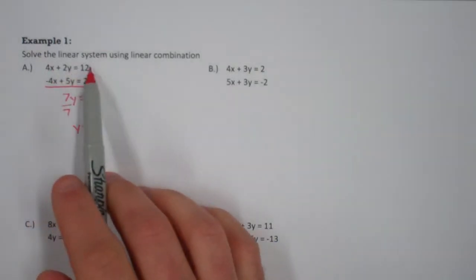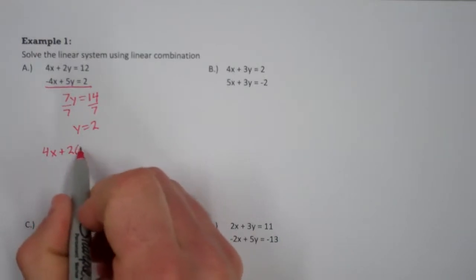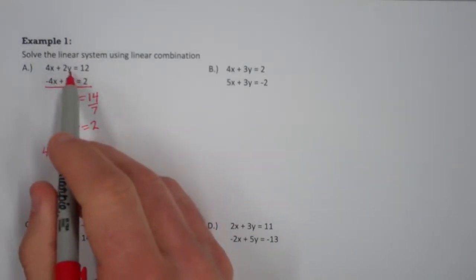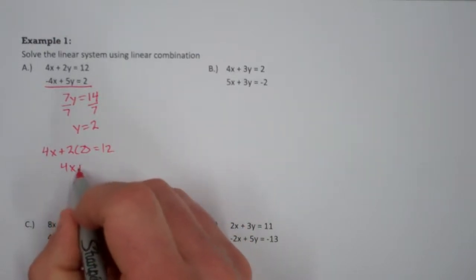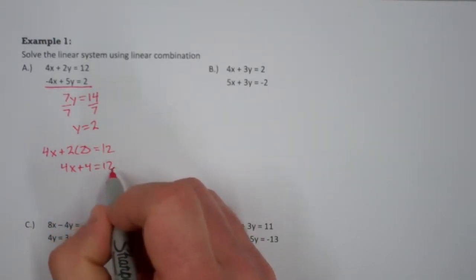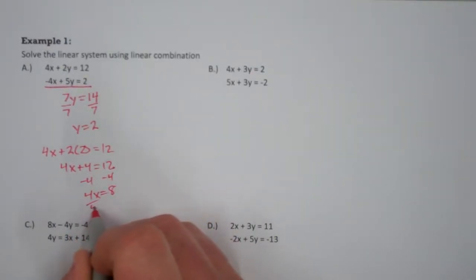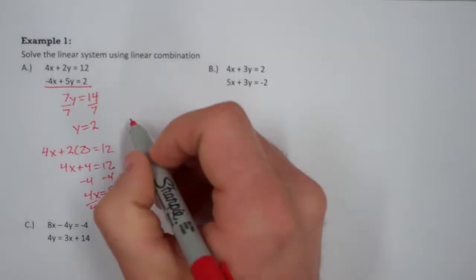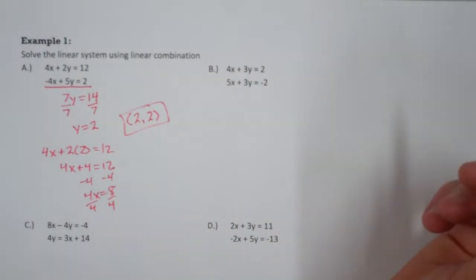We can use either one of the equations to find x. I think I'll use the top one. So we're going to have 4x plus 2y, but we think y here is 2, so we replace the y with 2. And we've got 4x plus 4 is equal to 12. Subtract 4, 4x is equal to 8, divide by 4, and we find x to be 2. So the solution to this one we think is (2, 2).